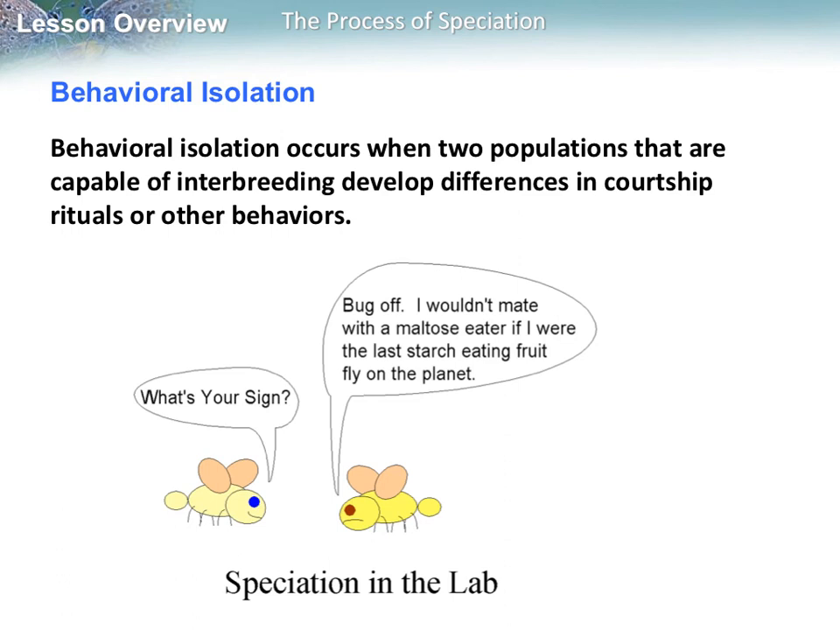We can have behavioral isolation when two populations that are capable of interbreeding develop differences in courtship rituals or other behaviors. Thinking about courtship rituals in terms of birds especially.